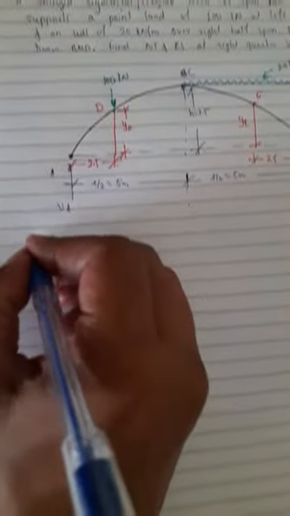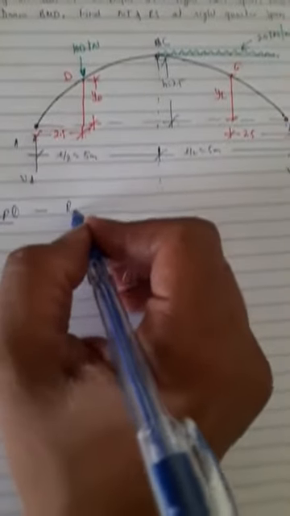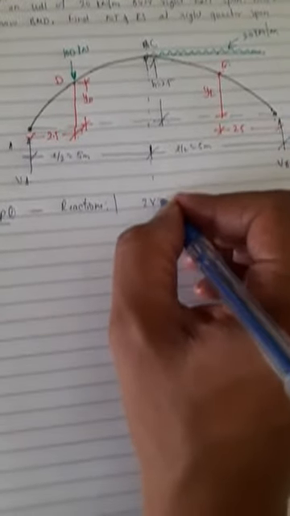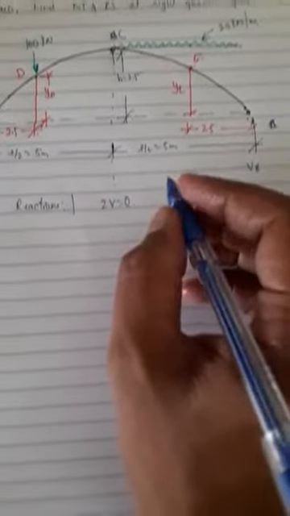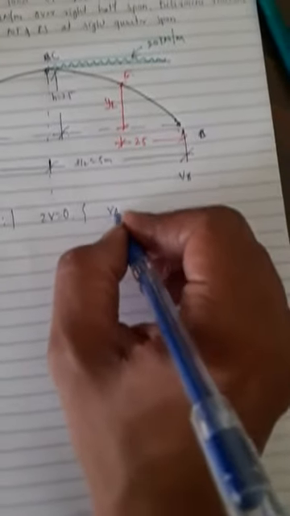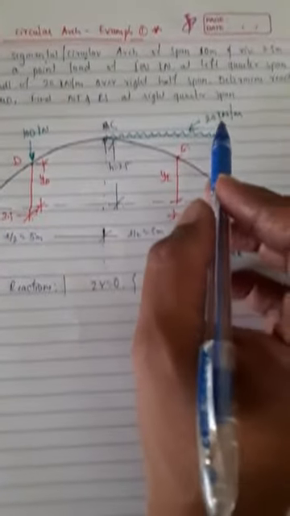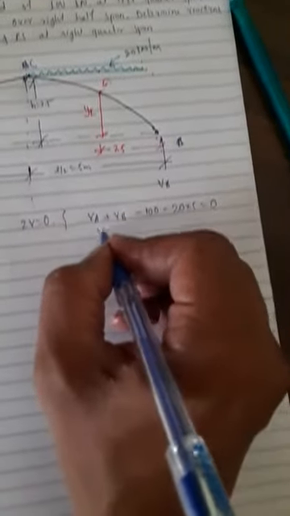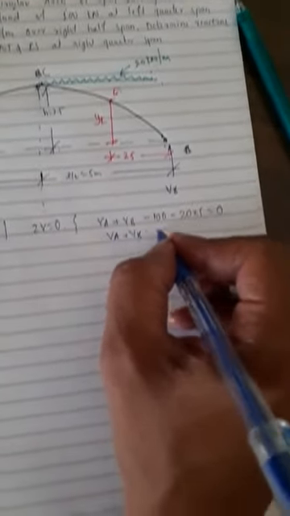Now we'll start with the solution. Step 1: Reactions. First I can write summation of vertical forces is 0. Upward forces are positive, downward forces are negative. VA plus VB minus 100 minus 20 into 5, load into span, is equal to 0, or I can write VA plus VB is equal to 200. Let that be equation 1.